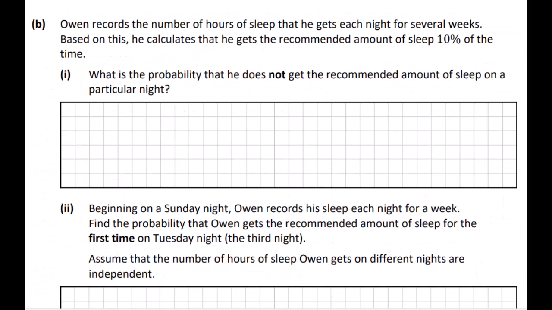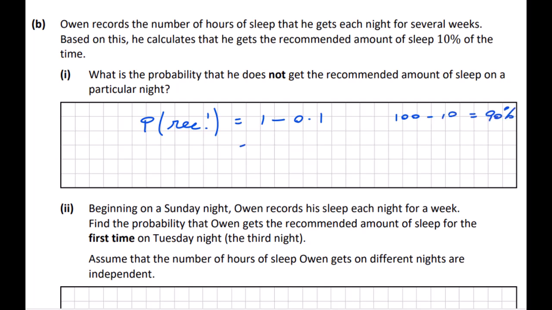Owen records the number of hours of sleep that he gets each night for several weeks. Based on this, he calculates that he gets the recommended amount of sleep 10% of the time. What is the probability that he does not get the recommended amount of sleep? So the recommended amount of sleep, with a little prime over it, or complement if you like, he doesn't get the amount of sleep that's recommended, is just going to be 1 minus 0.1, or 100% minus 10%. 100 minus 10 is 90%.